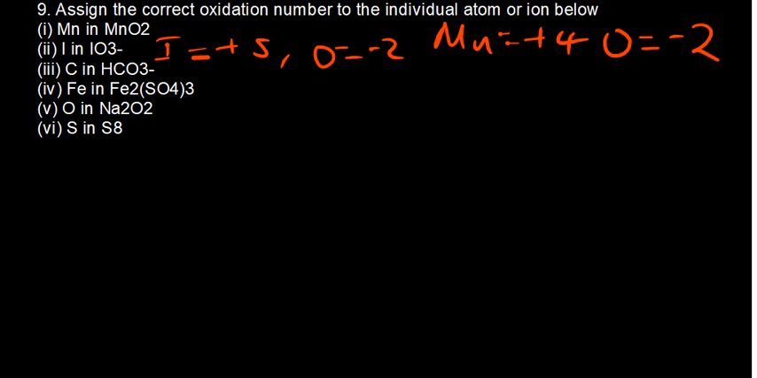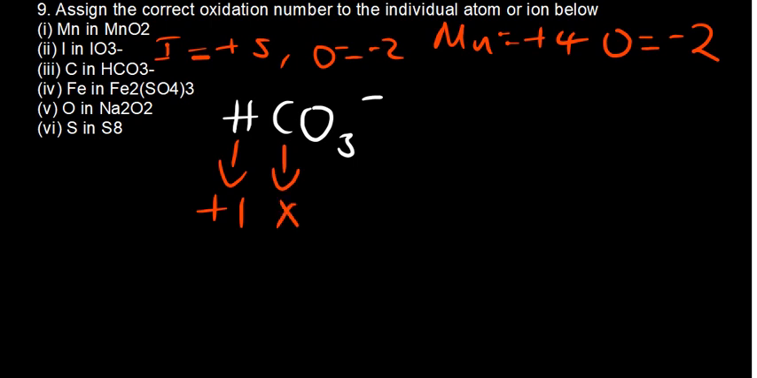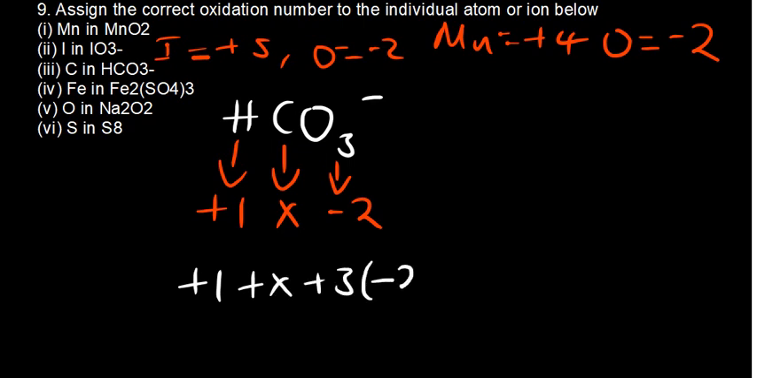The third one, we need to determine for carbon. So we have hydrogen carbonate. Hydrogen is plus 1. Carbon we don't know, put x. Oxygen we know it's a negative 2. We'll do our calculations. How many atoms of hydrogen do we have? We have 1. Carbon we have 1. Oxygen we have 3. So we multiply the negative 2 by 3, equated to the total overall charge, which in this case is what?